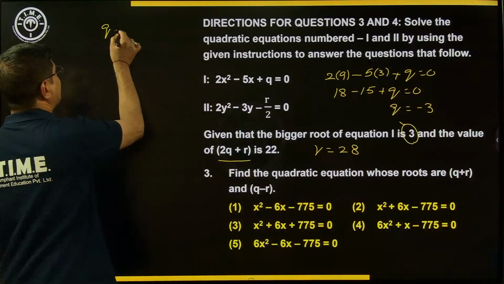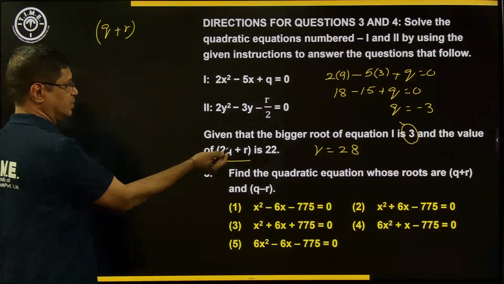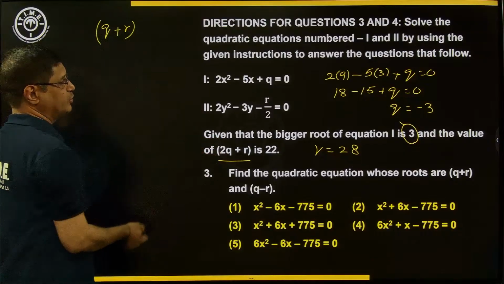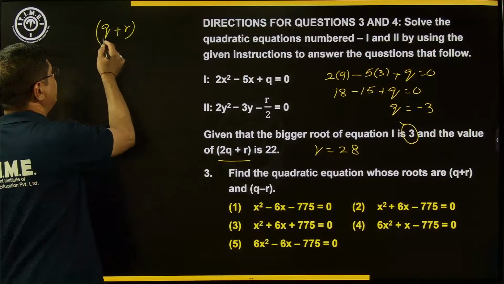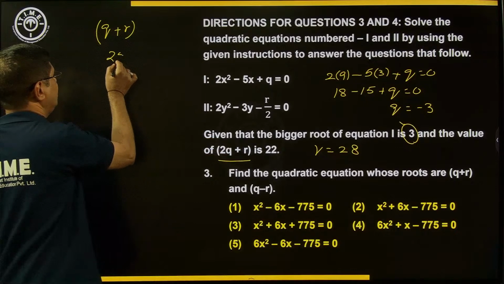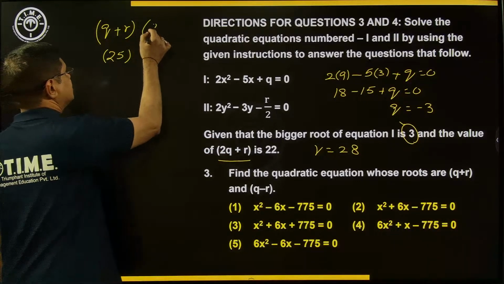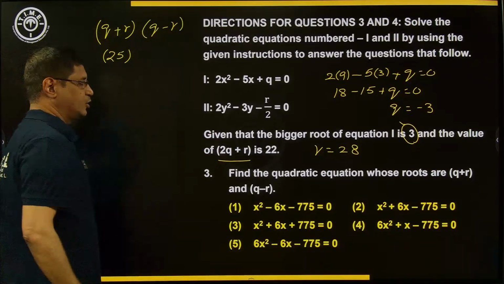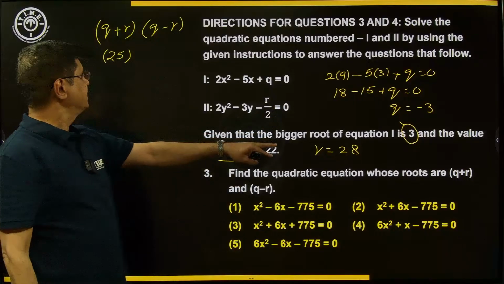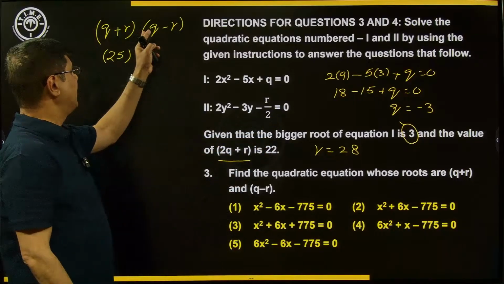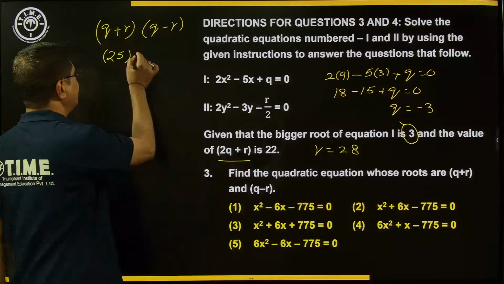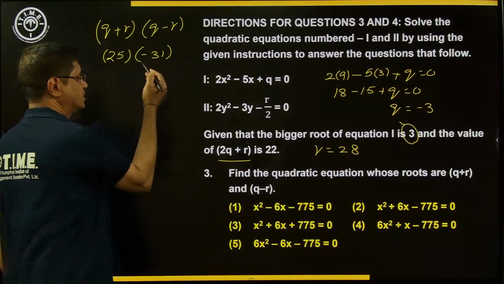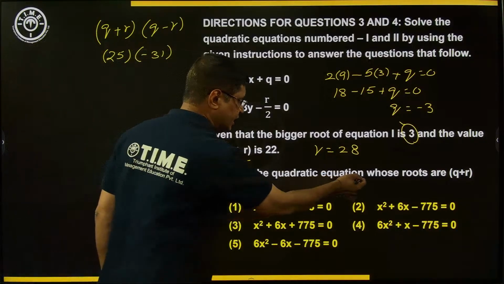Q plus R means Q is equal to how much? Q is equal to minus 3. R is equal to 28. 28 minus 3, that is 25. Next, Q minus R. Q is equal to minus 3, R is equal to 28. Minus 3 minus 28, that is minus 31. Now find out the quadratic equation.